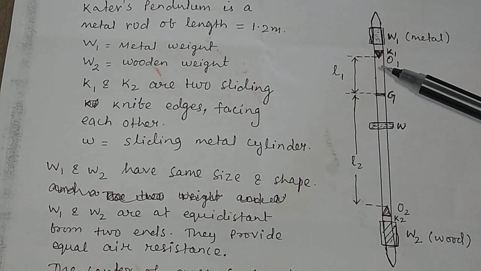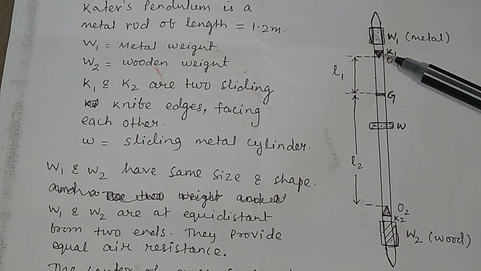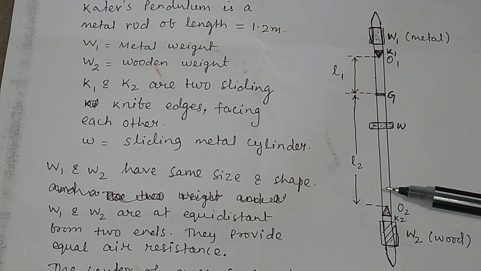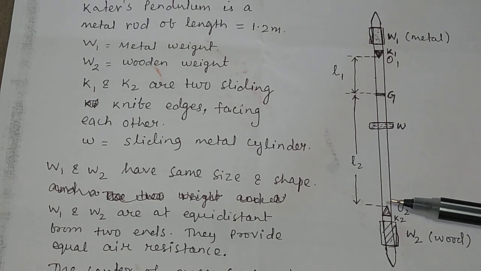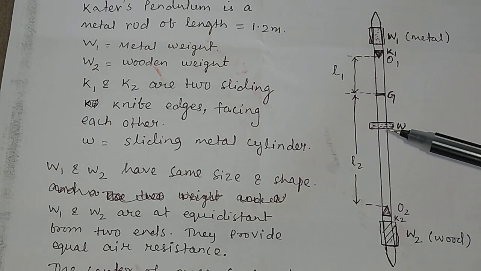And here you have two sliding knife edges. K1 and K2 are two sliding knife edges, and the two knife edges K1 and K2 are facing each other. And you have a sliding metal cylinder W. This is the sliding metal cylinder for fine adjustment.